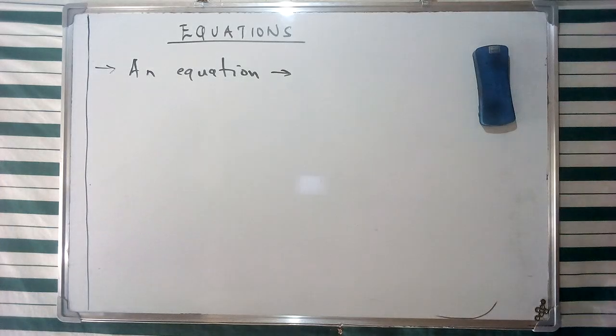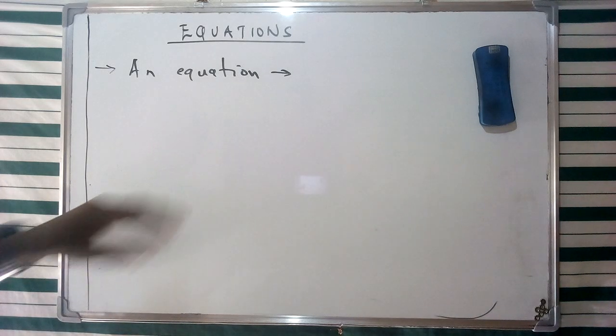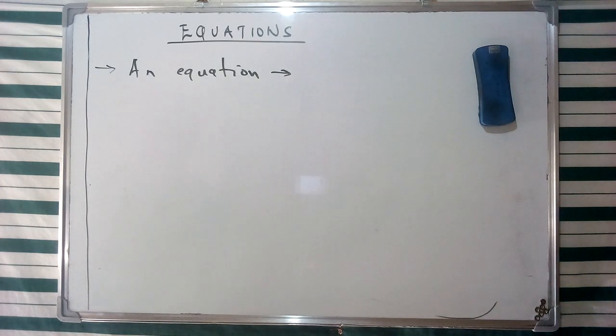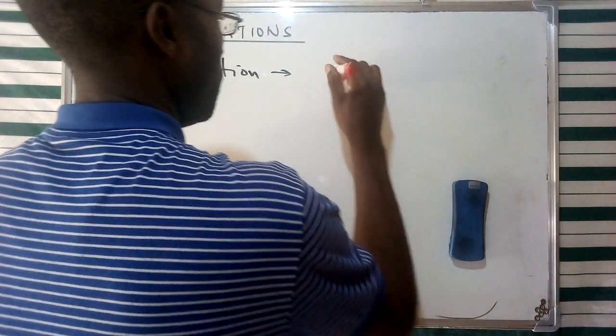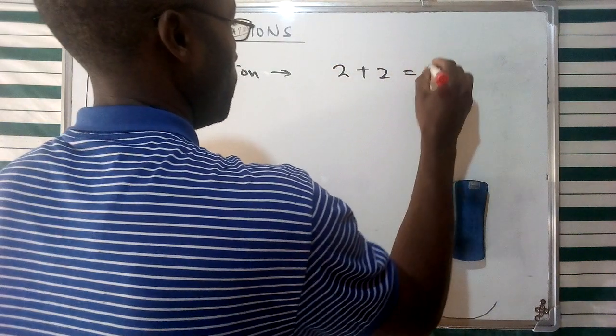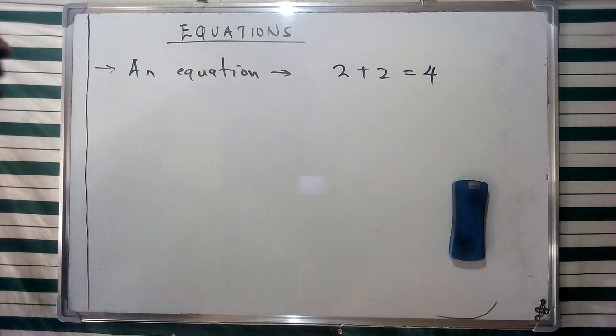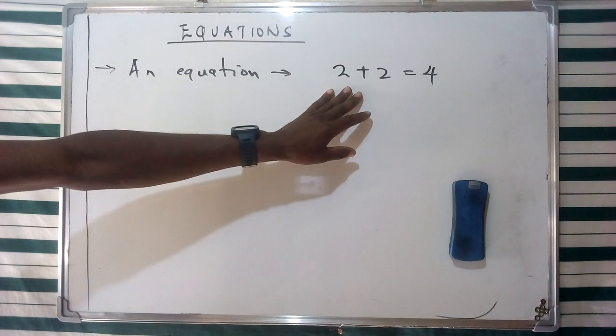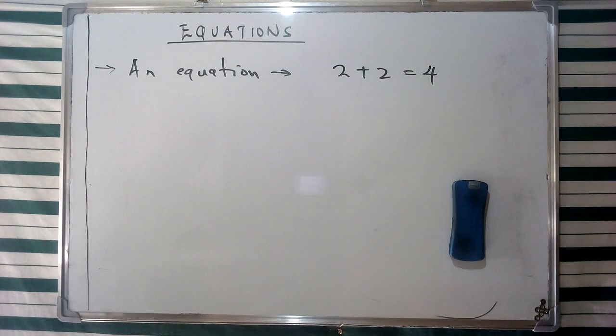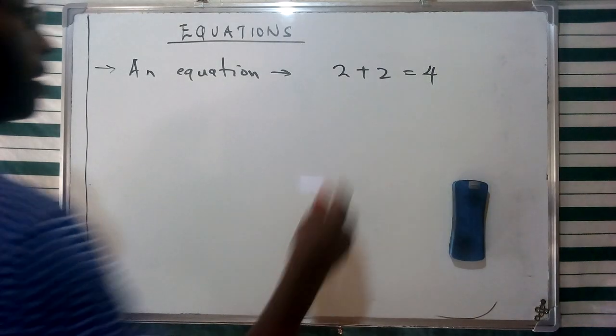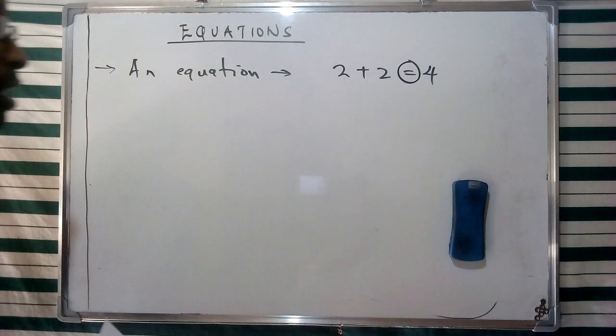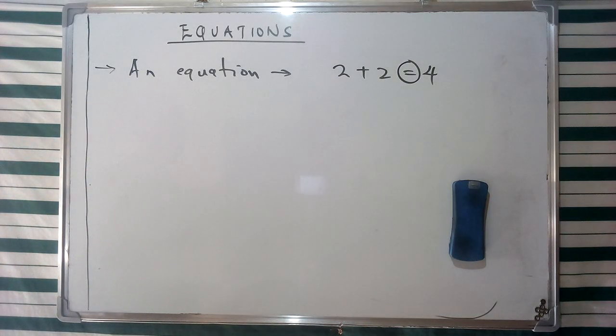An equation basically refers to a statement that two quantities are equal. For instance, I can give an example of 2 plus 2 is equivalent to 4. This is a statement implying that these two specific quantities are equal. This is accompanied by an equal sign, which is given as such. So this constitutes what we refer to as an equation, which is a statement indicating that two quantities are equal.